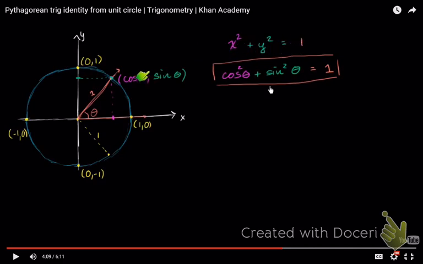All he did was take these coordinate points, cosine, comma, sine, because that's what we say for x and y, and he plugged them in for x and y. So he got cosine squared plus sine squared equals 1. What did he call this? Starts with a P?